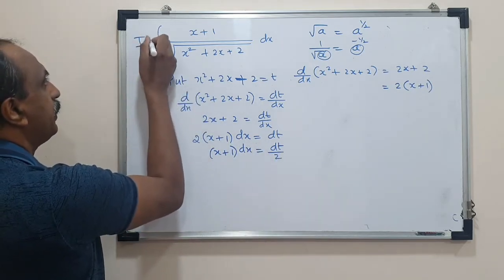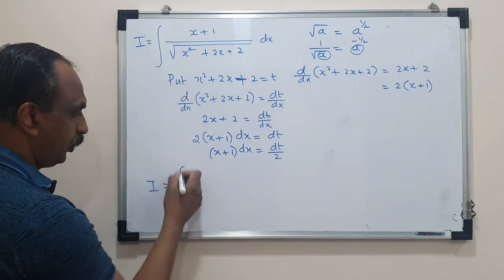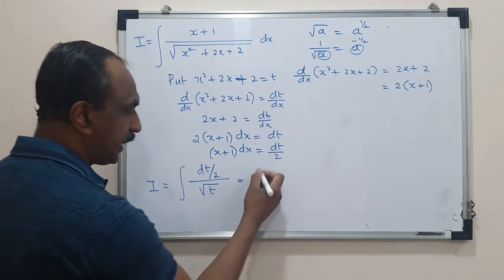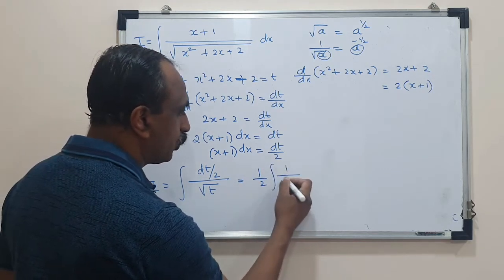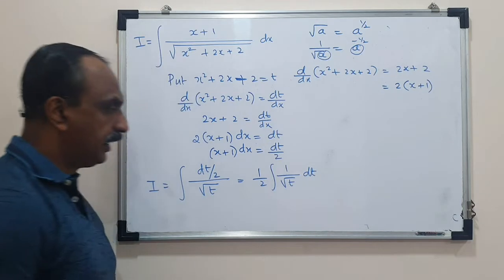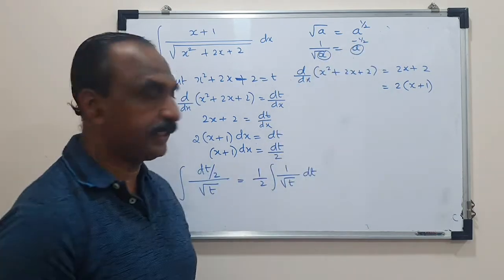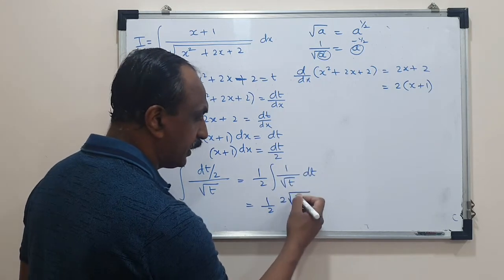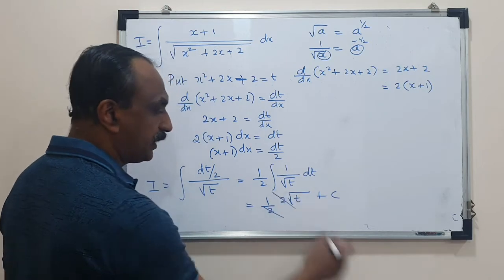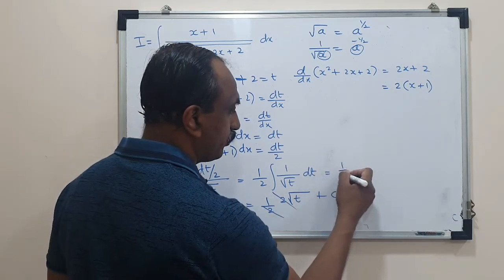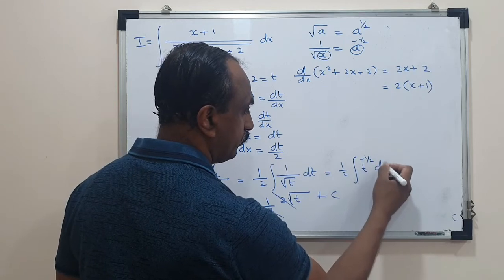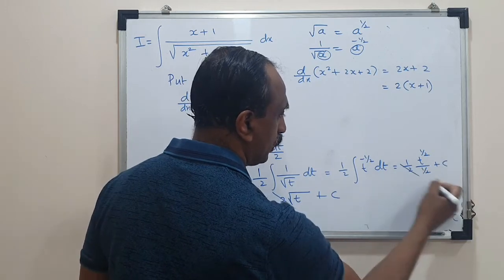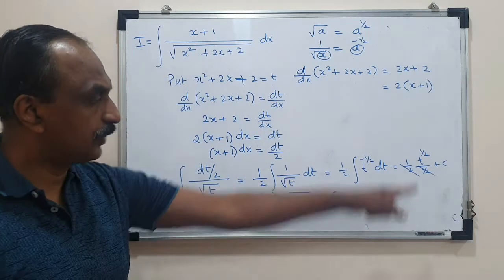So now my integral became, numerator became dt by 2, denominator became root t, which I can take as 1 by 2 into 1 by root t dt. Either you can write it as t raised to minus half and integrate, or you may apply directly the formula: 1 upon root x, derivative is 2 root x, integral is 2 root x. You can apply this way, or this way. T raised to minus half dt is half into t raised to half upon half plus c. Anyhow, this way also is fine.